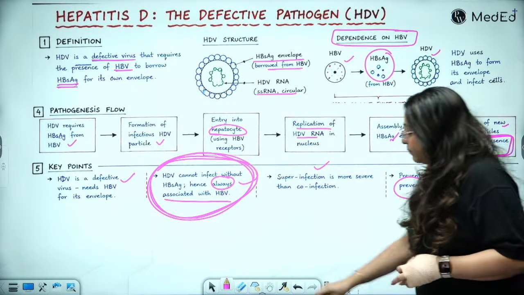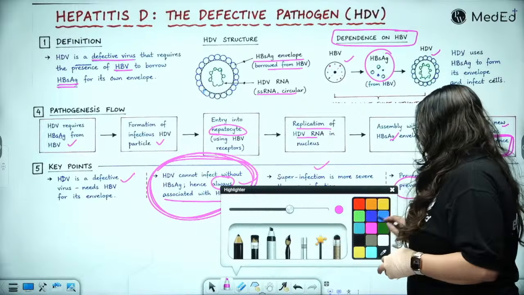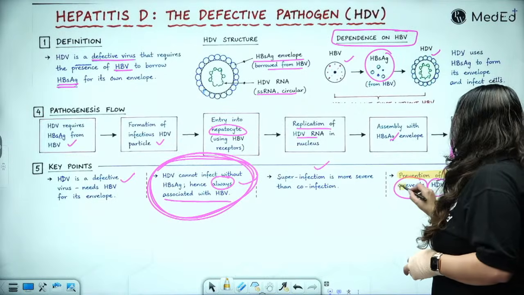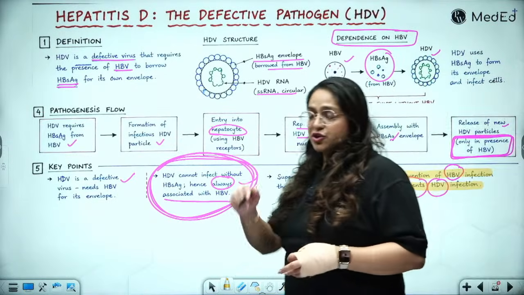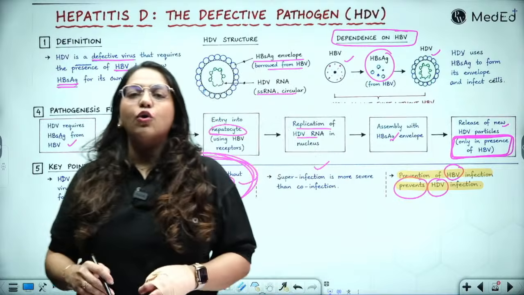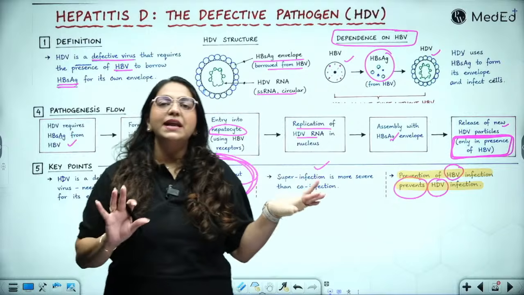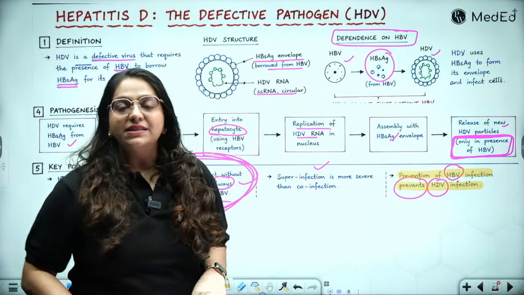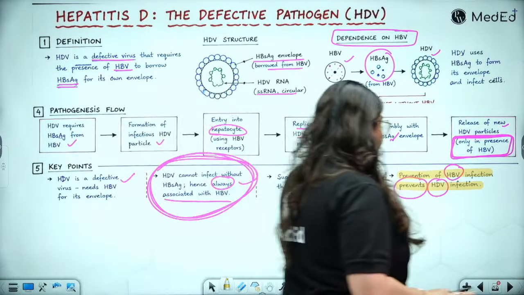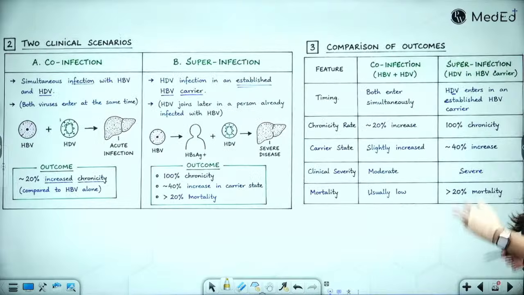This is a very important line that you're going to write. Very important line. Prevention of HBV prevents HDV infection. So simply the fact that all of us are vaccinated and protected against hepatitis B automatically protects us against hepatitis D. Okay, that's a beautiful, excellent thing to happen to us.